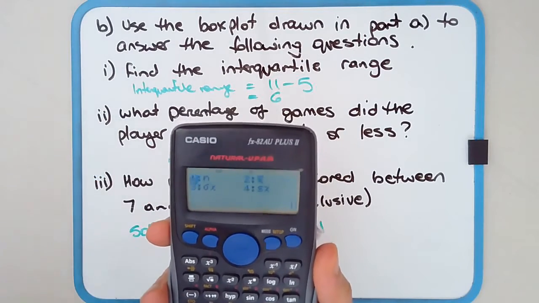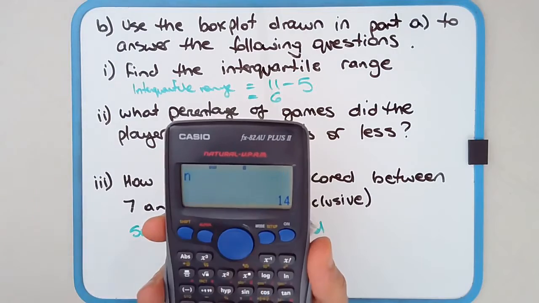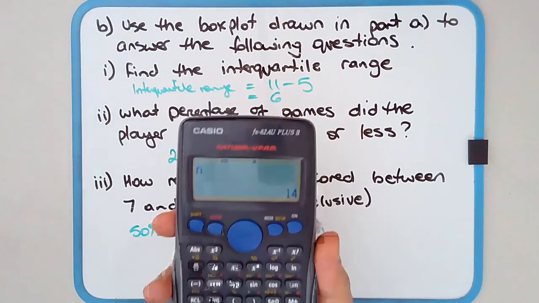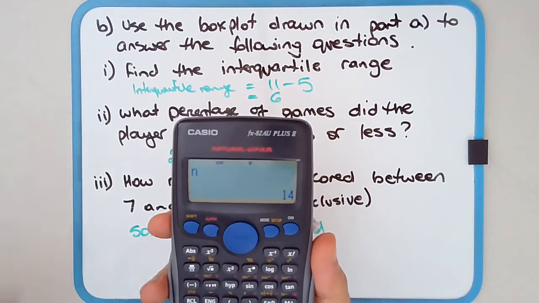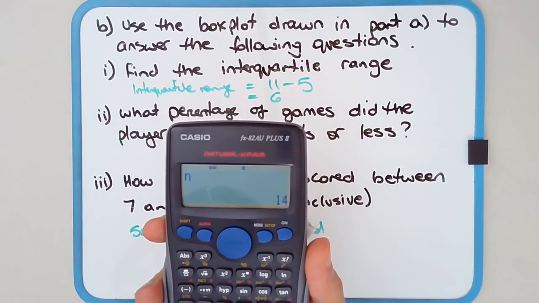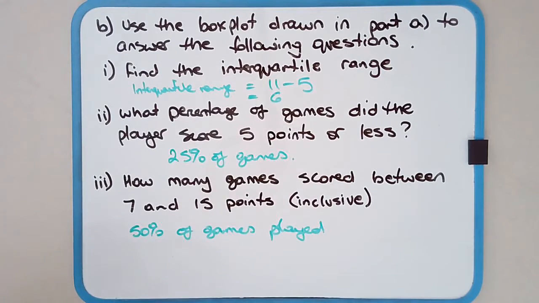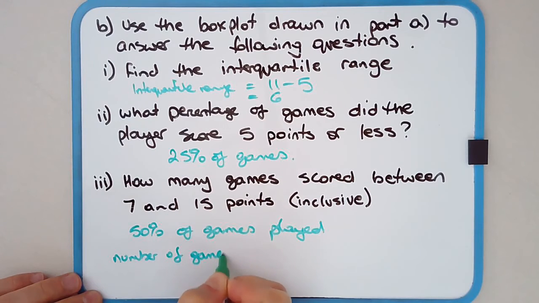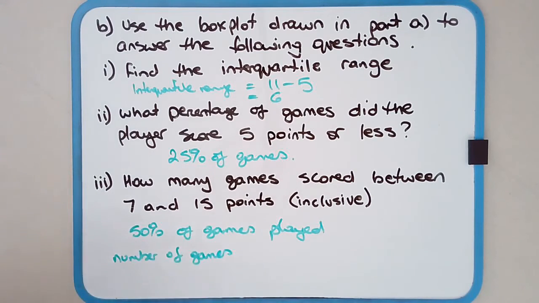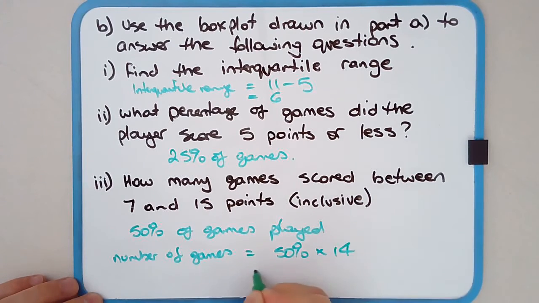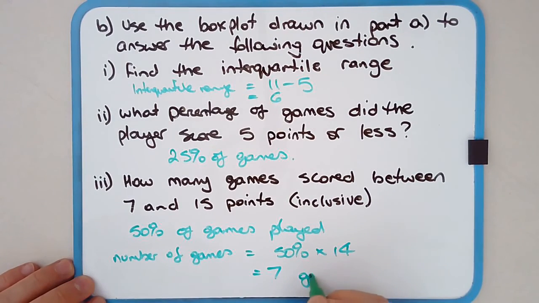So we don't use that often. That tells you how many scores you've entered in. It's quite useful when there's quite a few scores, like 25 or 30 scores, and you've forgotten how many there were. Rather than counting them all again, it's quicker to do it this way. So n is 14. So the number of games played where between 7 and 15 points were scored is equal to 50% of 14, which equals 7 games.